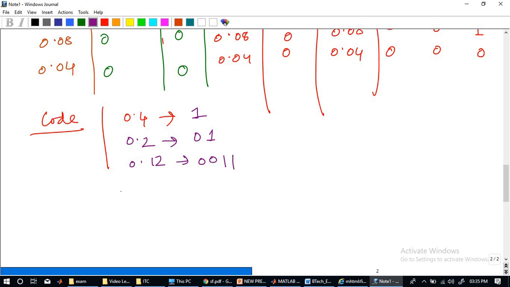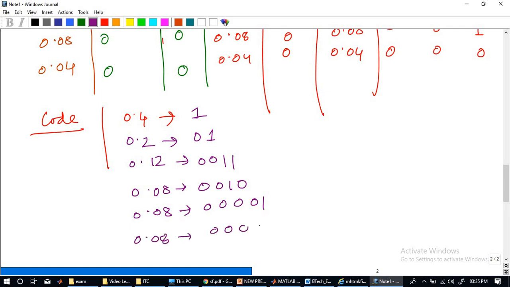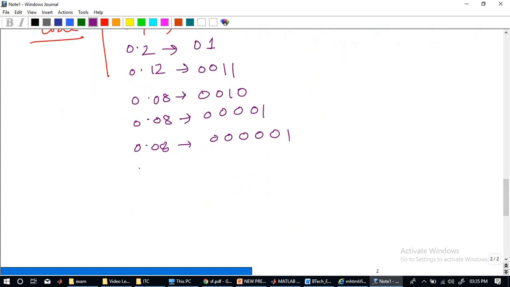0011. Okay, 0011. Then you have 0.08, the first 0.08. Any value? 0010. Okay. The next 0.08, 000. Please confirm, 4 zeros and 1. Okay, 5 zeros and 1. And 0.04, 6 zeros.